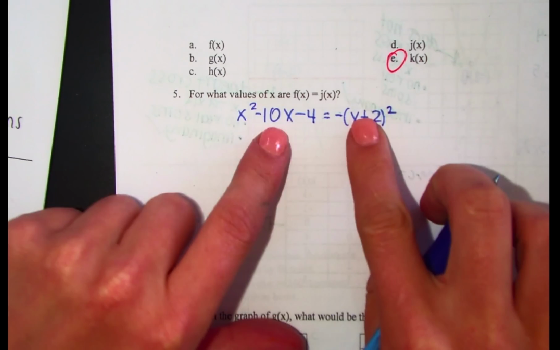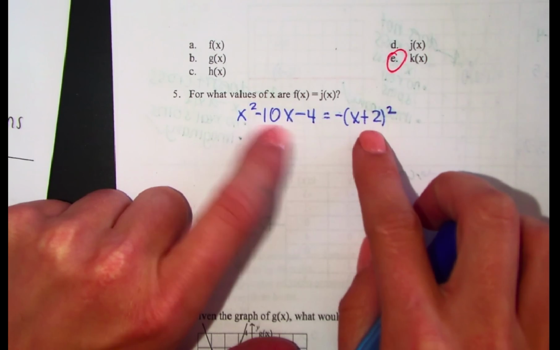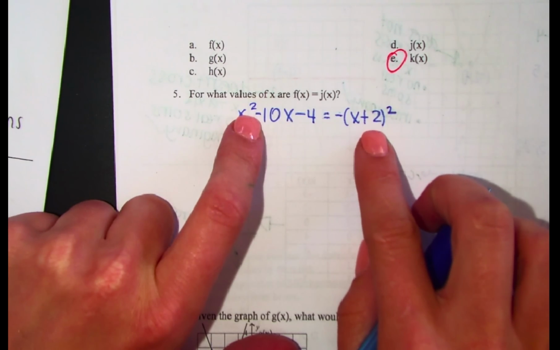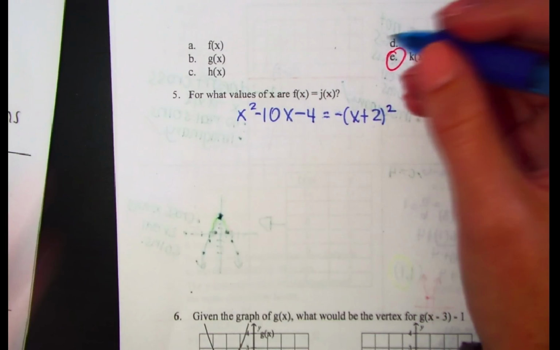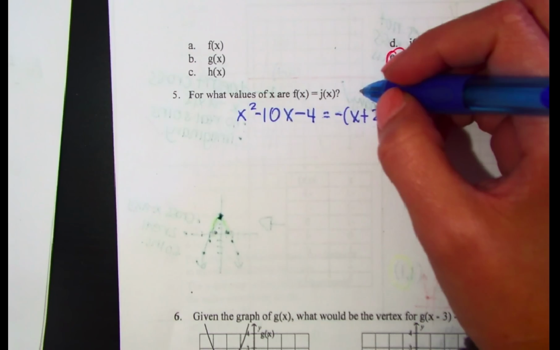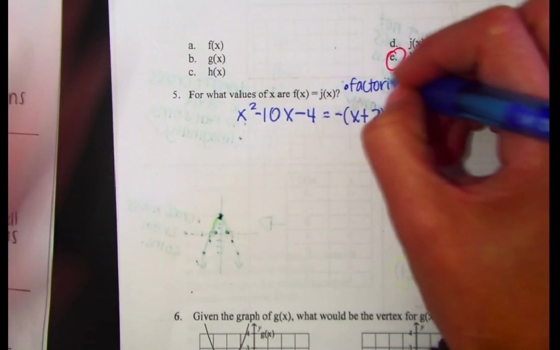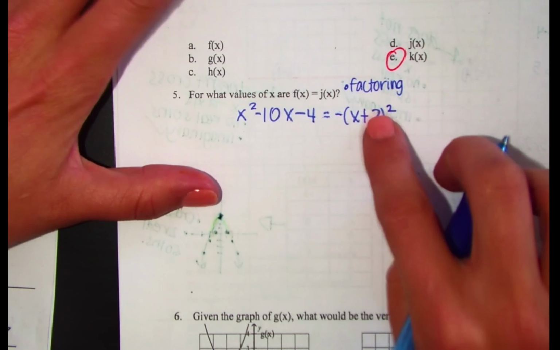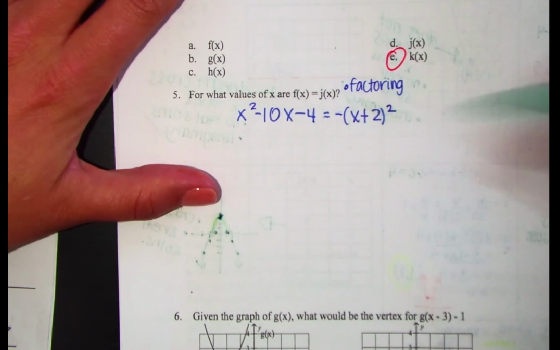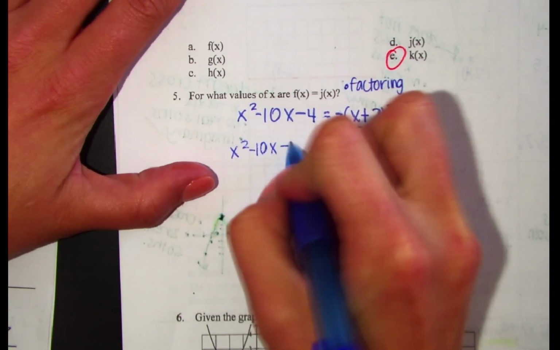So now I'm going to try to solve for x. When I'm doing this, I have a quadratic equation. So I'm thinking of my different methods for solving. Factoring is always going to be my easiest method to solve. So I'm going to try to set this up so that I can factor. What I'm going to do is get rid of these parentheses by squaring the x plus 2. So when I square x plus 2, it's going to look like this.